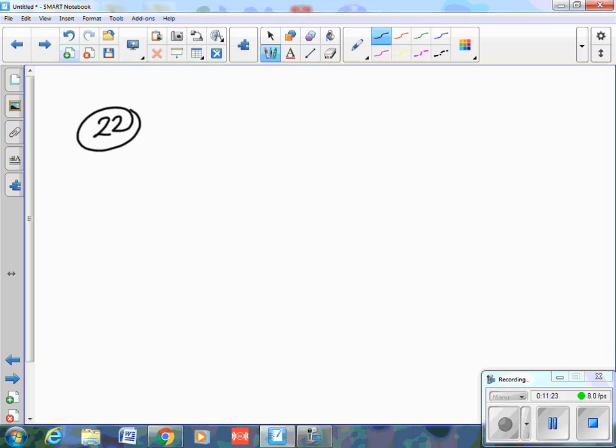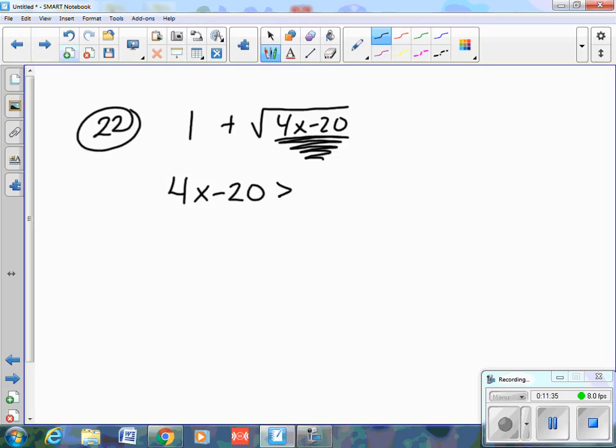You're supposed to find the domain of 1 plus the square root of 4x minus 20. All you have to remember to do is to take the part underneath the radical and set it greater than 0, because anything under a radical needs to be positive or you can't do the problem. It ends up being imaginary. So you need to take the part underneath the radical and say that it needs to be greater than or equal to 0, sorry.